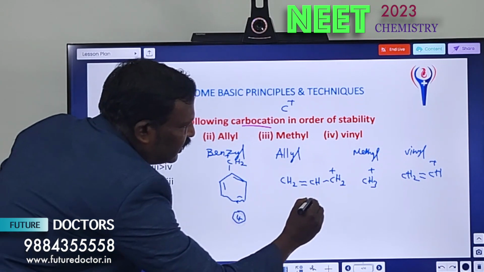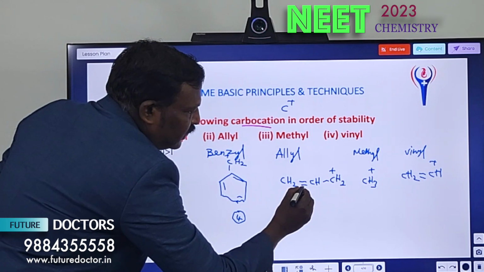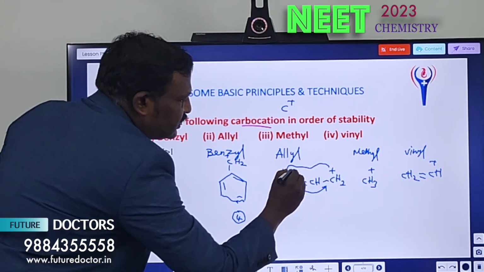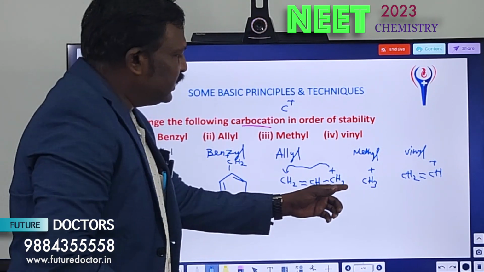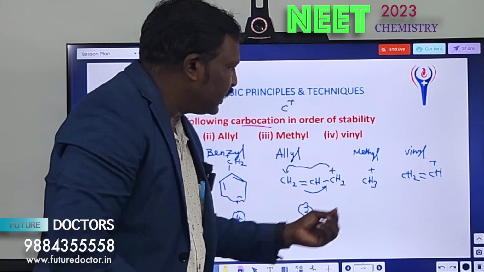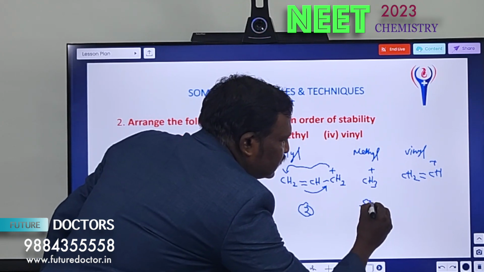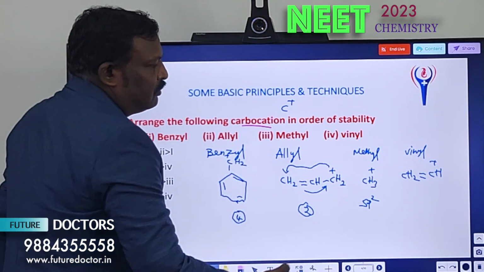Here, when one of the bonds shifts here, the charge comes here. Understood? So we are getting 2 resonance structures here. Methyl is the methyl carbocation, and this is called the vinyl carbocation. In the methyl carbocation, the hybridization is sp2. Carbon is getting sp2 hybridization. Here in this case, carbon is getting what?